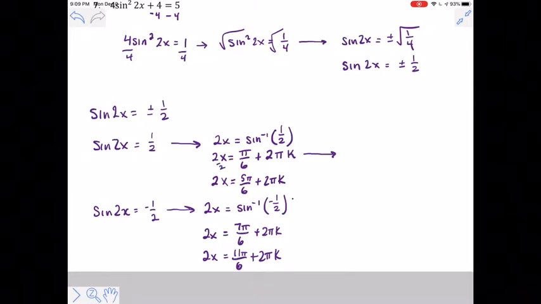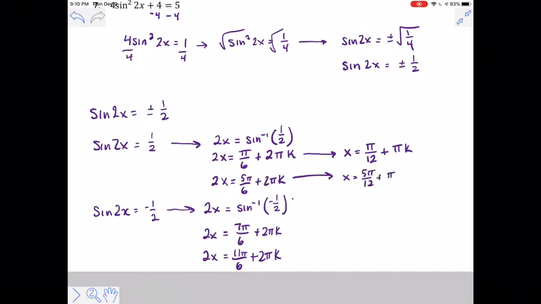So in this one, if I divided everything by 2, then what I would get is x equals pi 12ths, and then again you divide that by 2, plus pi k. This one is x equals 5 pi 12ths plus pi k. This one is x equals 7 pi 12ths plus pi k. And finally, x equals 11 pi 12ths plus pi k.